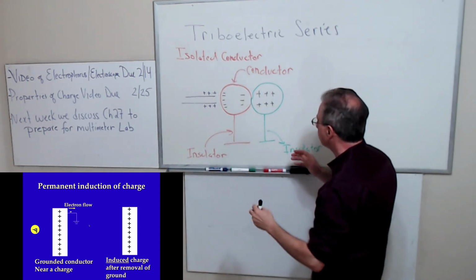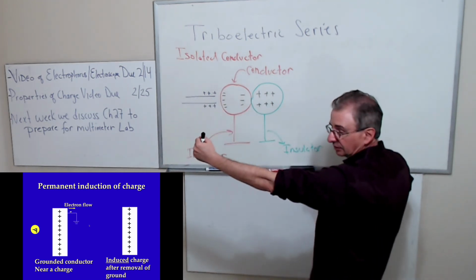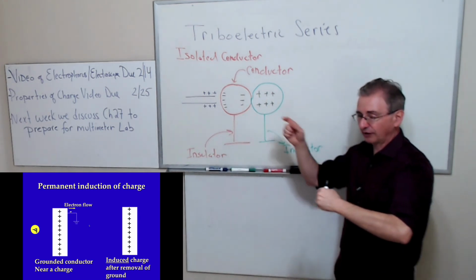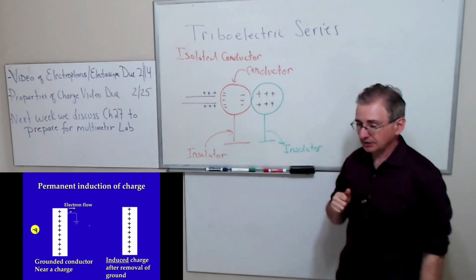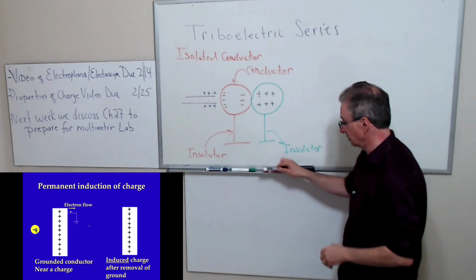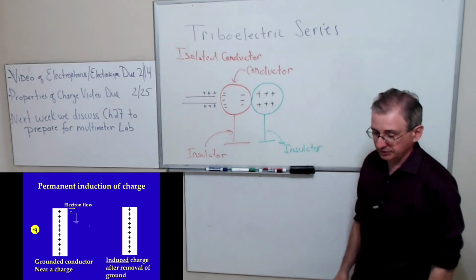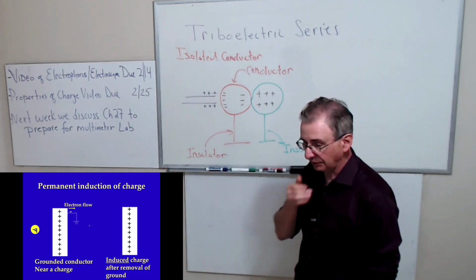Okay, so I have that. I'm going to keep this rod there. I pull these apart. Now the red sphere will be negatively charged. The green sphere will be positively charged, and I've charged them by induction. That's another way to charge by induction. We okay with that?